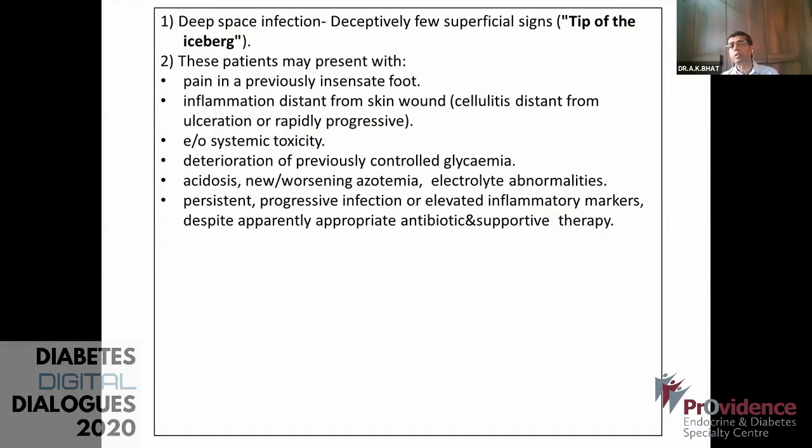This is an important slide because very often we see these patients may present with pain in a previously insensate foot. You should be doubly pulling up your socks when you see these patients. Patient complains of pain. Inflammation is distant from the skin wound. There is evidence of systemic toxicity. Some will have deterioration of glycemic control, acidosis, azotemia, electrolyte abnormalities. Anything can be the presenting symptoms, whereas you have to examine the foot to find out the subtleness of the problem. And persistent progressive infection or elevated inflammatory markers despite appropriate treatment. You feel that you're doing everything properly, but nothing is really improving.